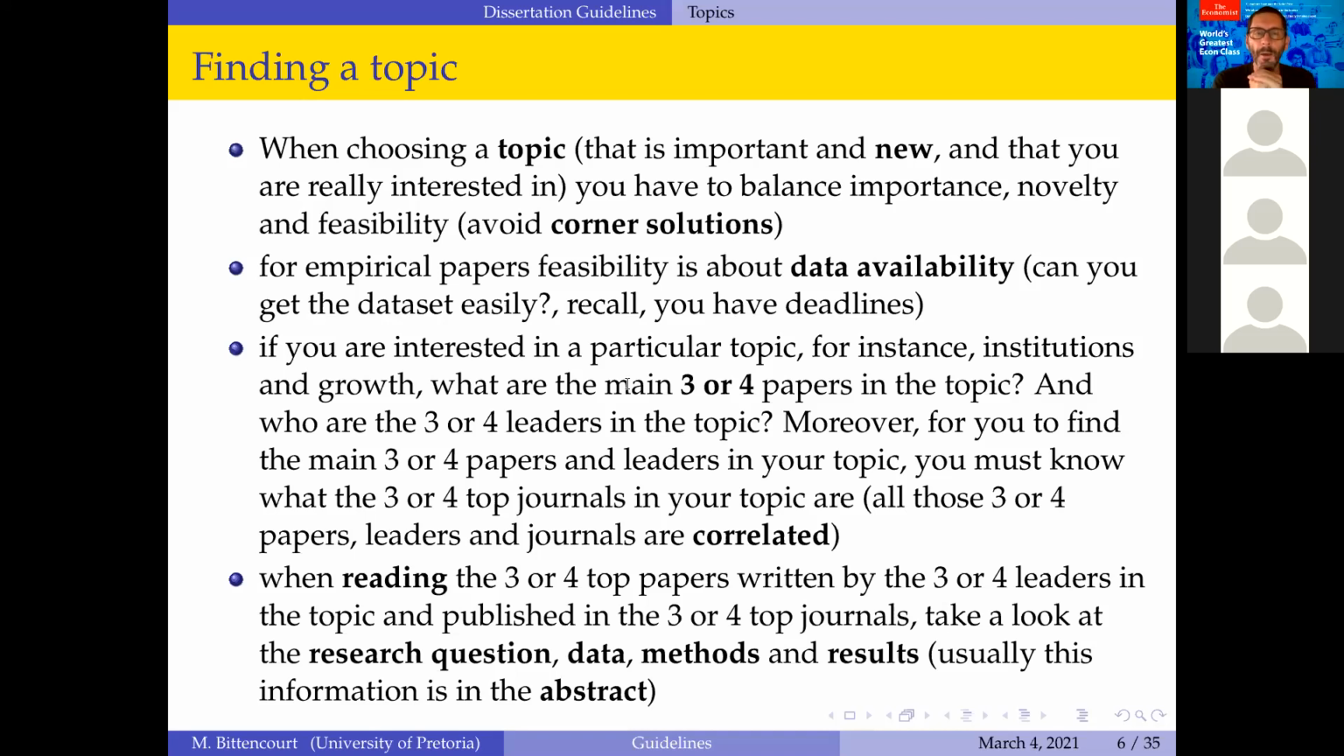However, you have to find a balance between importance, novelty, and feasibility. You have to avoid corner solutions.